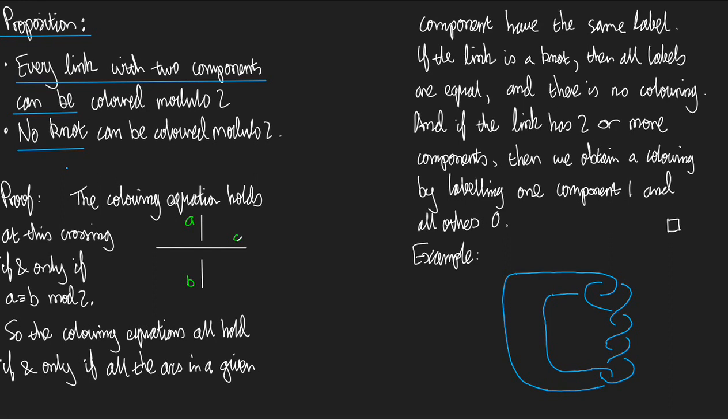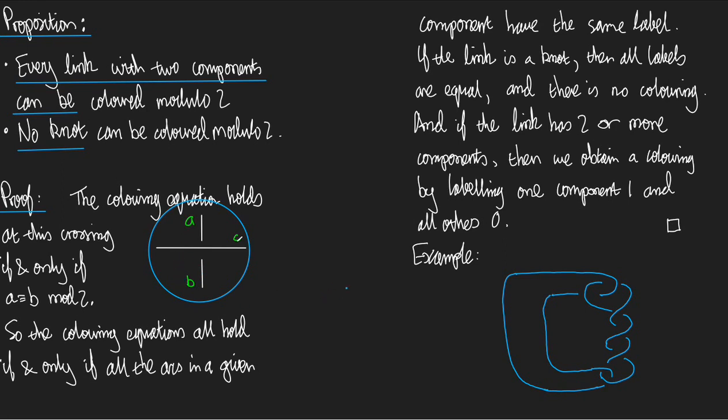So here's the proof. I'm going to show you the whole proof for the first time in one of these mini lectures. So the point is right here at the start. The coloring equation holds at this crossing here if and only if A is congruent to B mod 2. If and only if the two arcs which pass under the crossing have the same label.